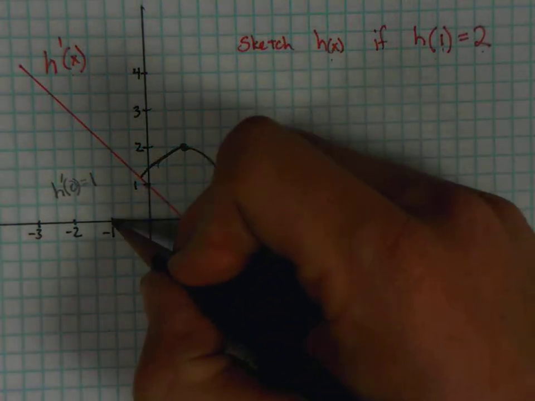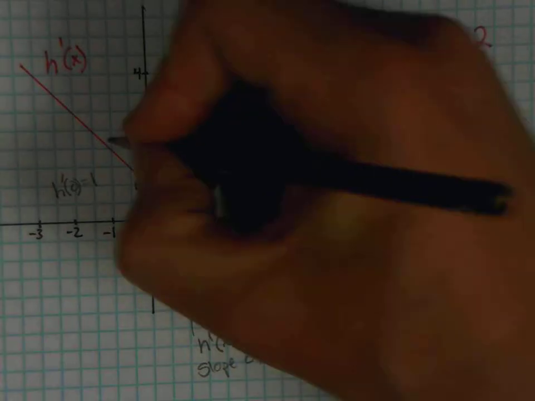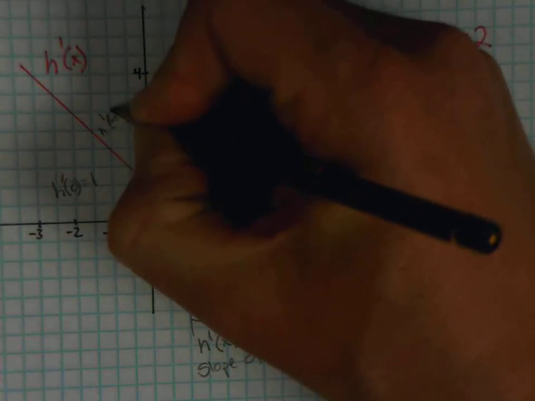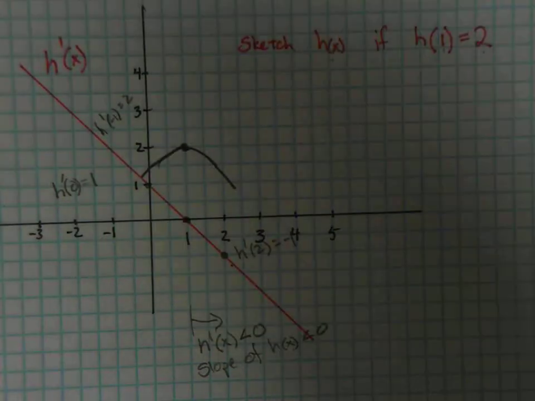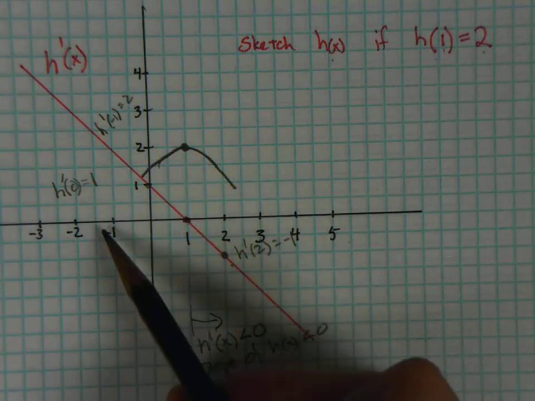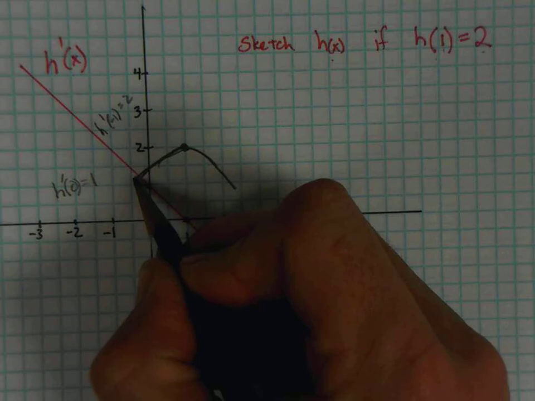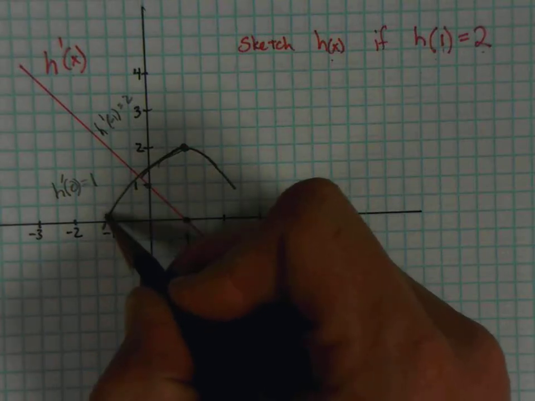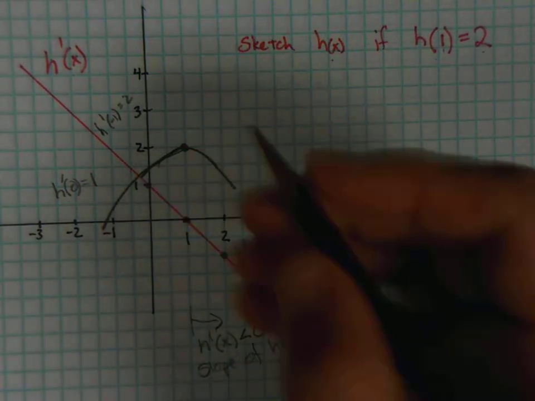Let's see. At negative 1, this graph h prime is 2, so h prime of negative 1 is 2. That translates to the slope of h, this graph we're trying to draw, at negative 1 should be 2. So at negative 1, the slope of the tangent line to h should be 2.